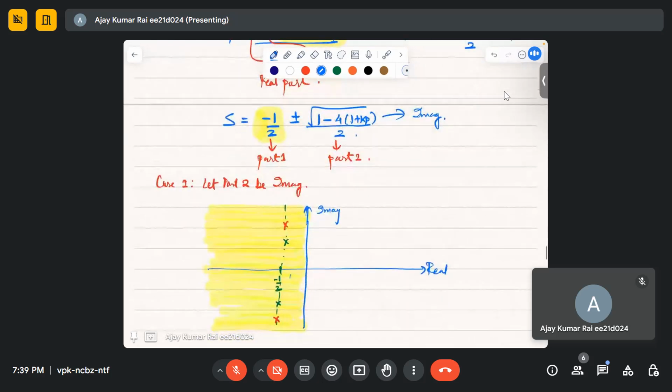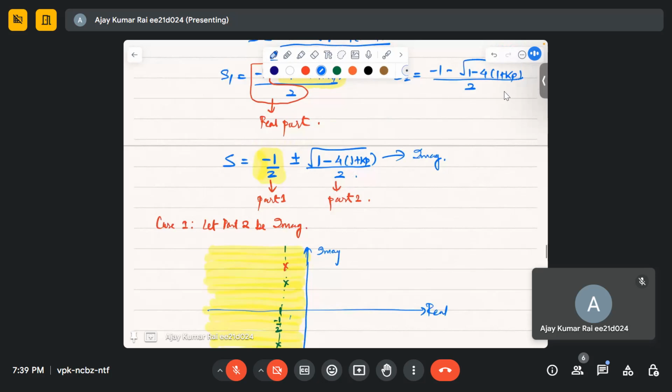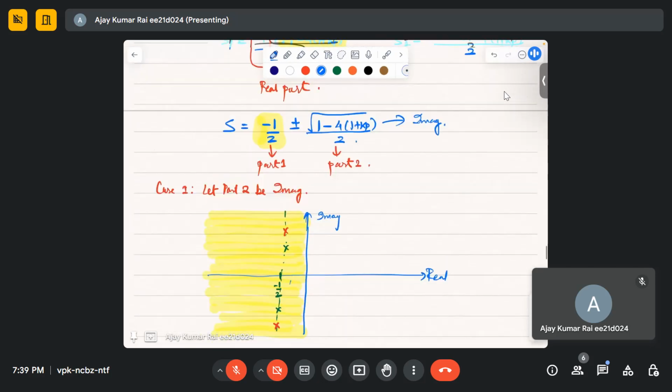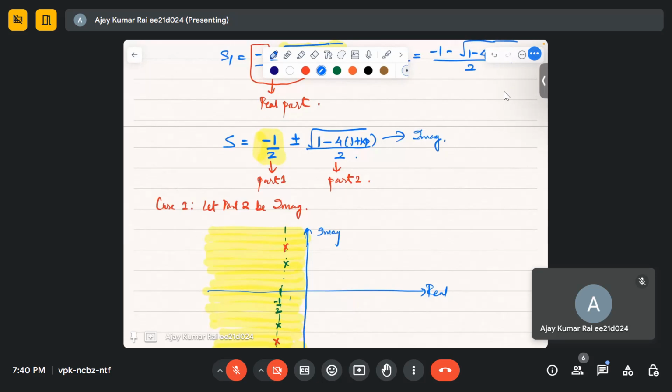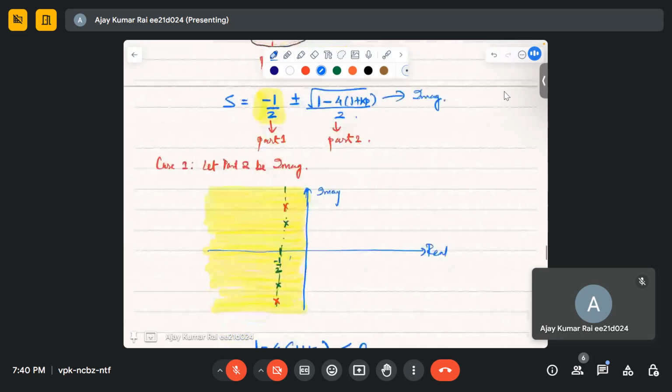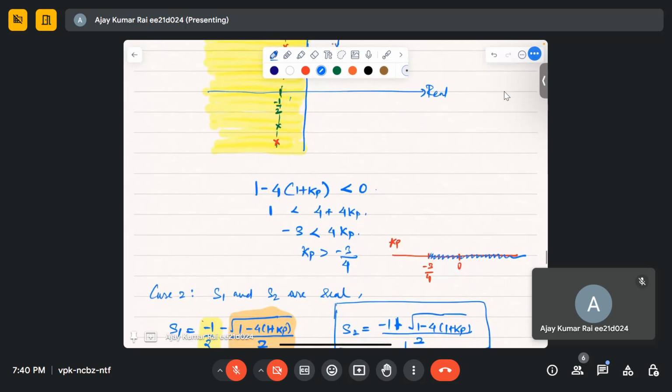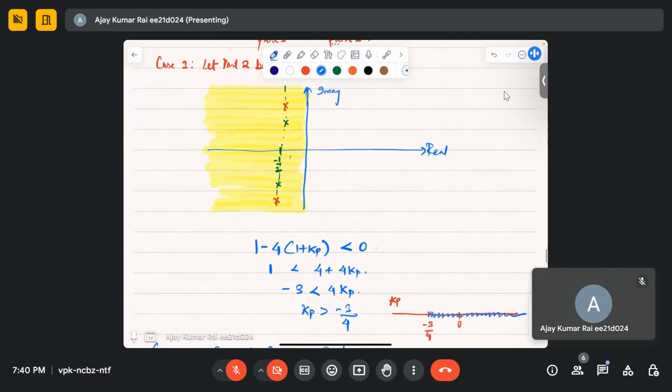I've taken one case where the part under the root is imaginary. How to ensure that? The value under the root is negative, right? So I'm getting Kp is greater than -3/4. If Kp is greater than -3/4, my roots will be imaginary. The real part will be negative, and there will be an imaginary part, but the roots will be lying in the left hand plane.